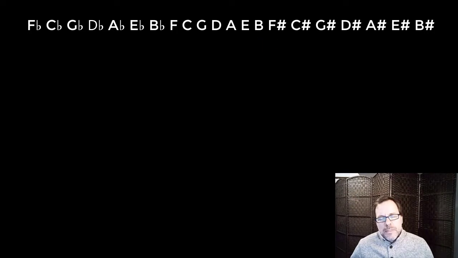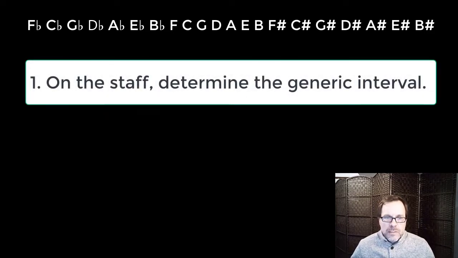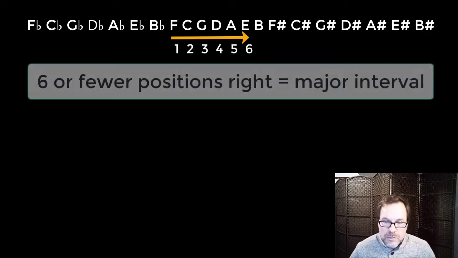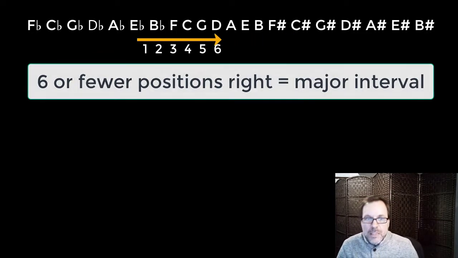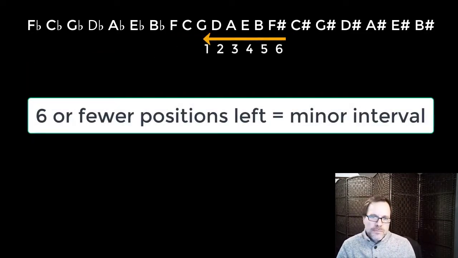Now on to the major and minor intervals. On the line of fifths, start from the lowest given note and count your way inclusively to the top note. That same procedure. Let's go from seconds to sevenths in size order. First, determine the generic interval. Now count from the lowest pitch to the higher one. If you go to the right 6 or fewer positions, you have a major interval. If you go to the left 6 or fewer positions, you have a minor interval.